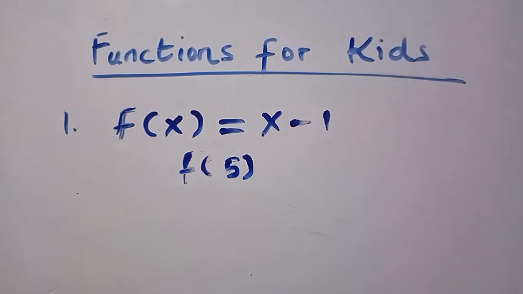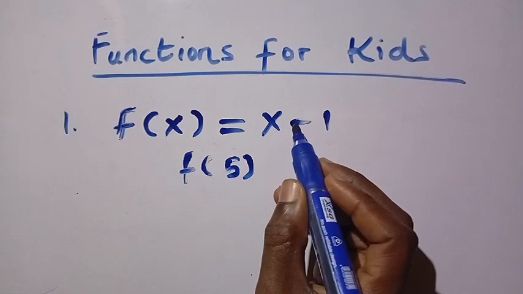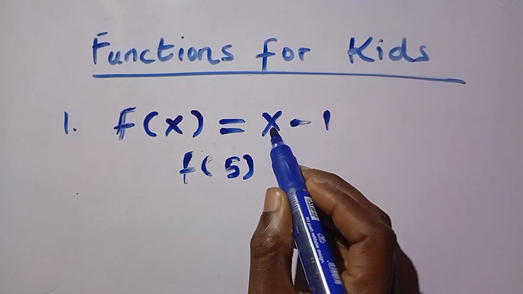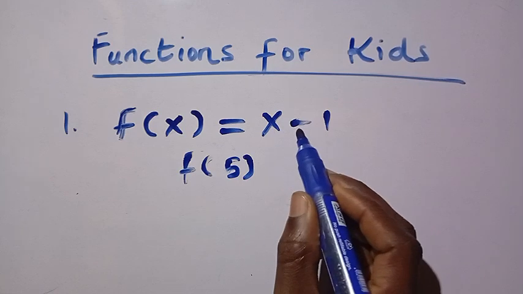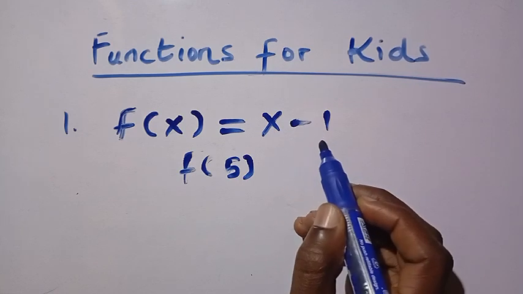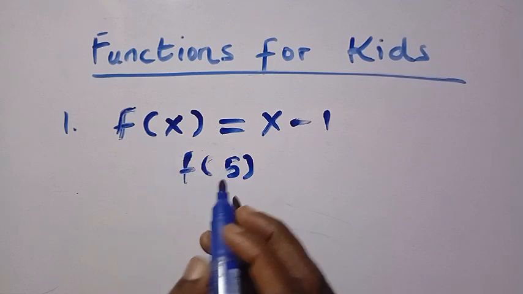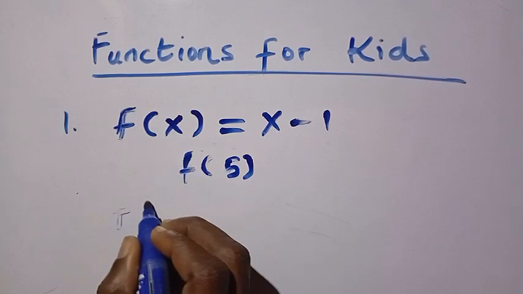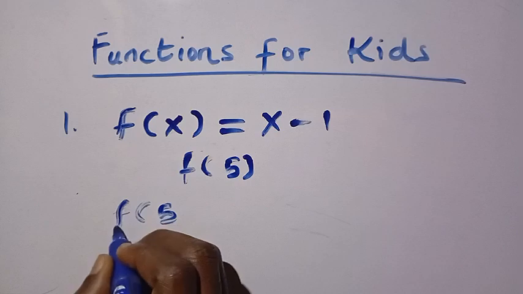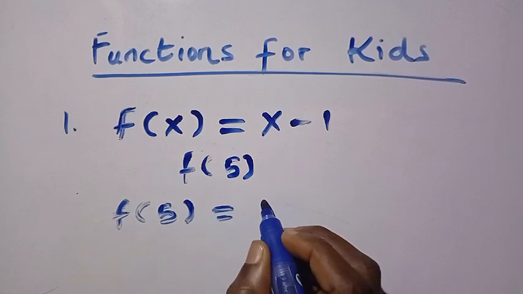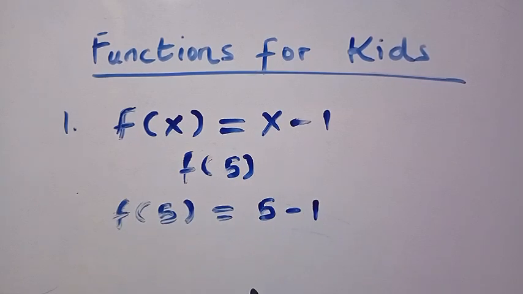We have the second question here, different letter, different number: x minus 1. The first one was plus and this one is minus. So apply the same method by changing x to 5. Therefore, we have f of 5 equals 5 minus 1, and 5 minus 1 gives us 4. This is just as simple as it is.